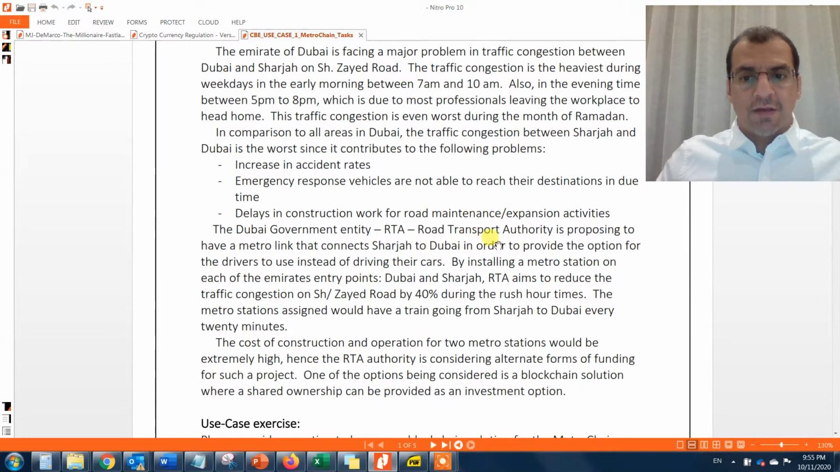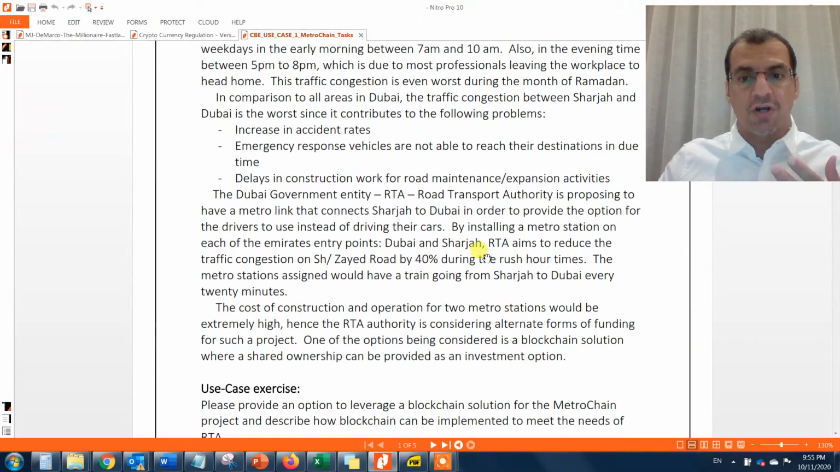Now, RTA is proposing to have a metro link that connects Sharjah to Dubai in order to provide the option for the drivers to use instead of driving their cars. By creating a metro station at each of the Emirates' entry points, Dubai and Sharjah, RTA aims to reduce the traffic congestion on Sheikh Zayed Road by 40% during rush hour times.